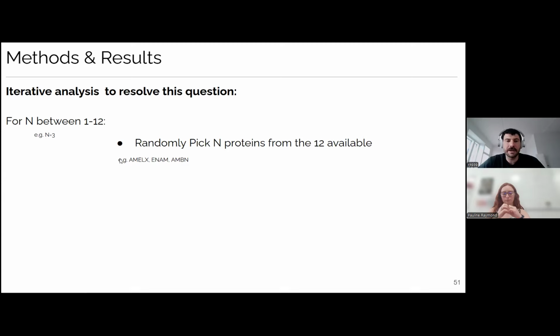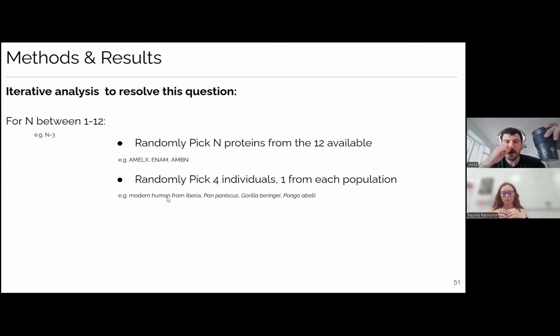First, we randomly pick an n number of proteins from the 12 that are available to us. So for n equals 3, we pick randomly AMELX, ENAM, and AMBN. Then we randomly pick 4 individuals, 1 from each of our populations from our data set. So a random individual, let's say this time it happened to be a human from Iberia, a random Pan paniscus, a Gorilla beringei, and a Pongo abelii.